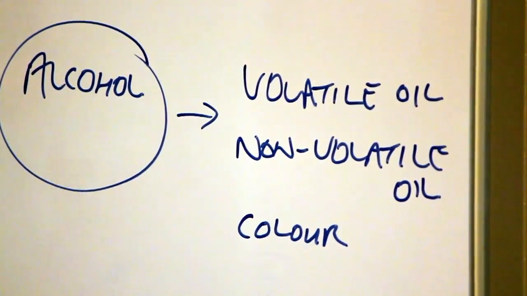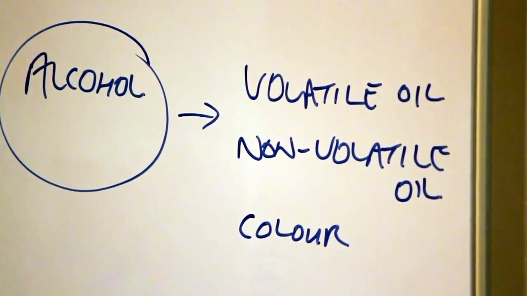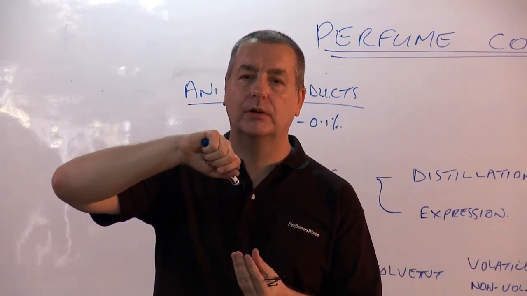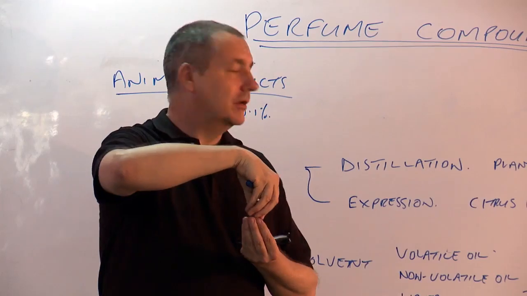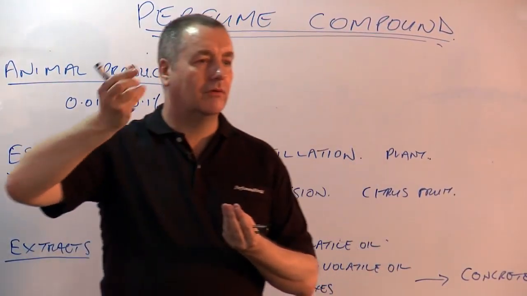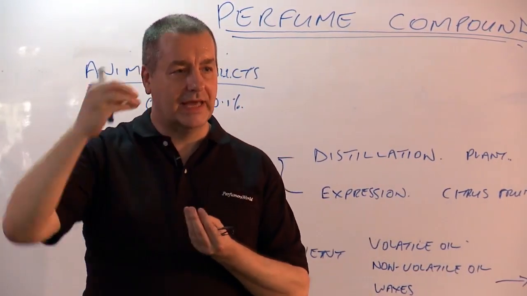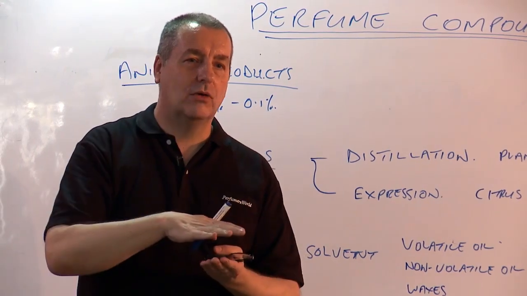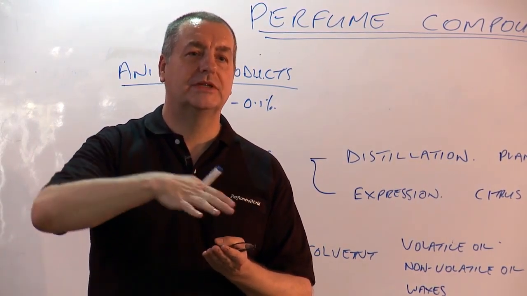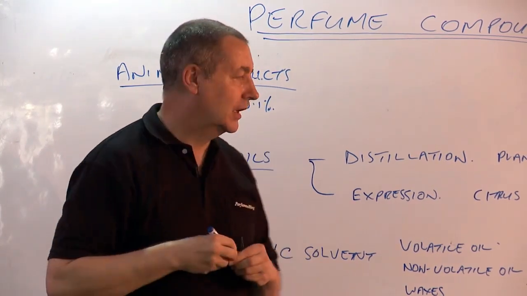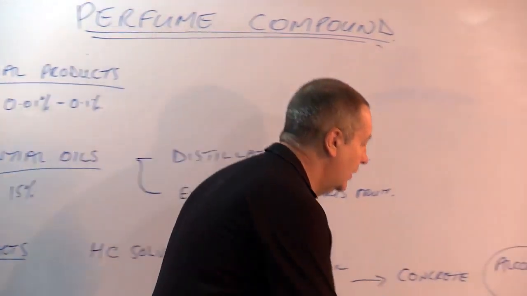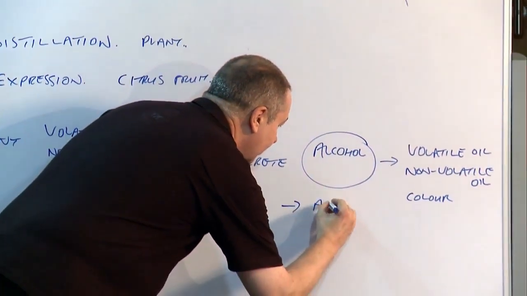So if we get this concrete, we warm it slightly, we pour alcohol on top. As we stir it, these three items, the volatile oil, non-volatile oil and colour, move into the alcohol and the waxes fall out. Yeah? And then we take the juice off, evaporate off the alcohol. This gives us a product called an absolute.